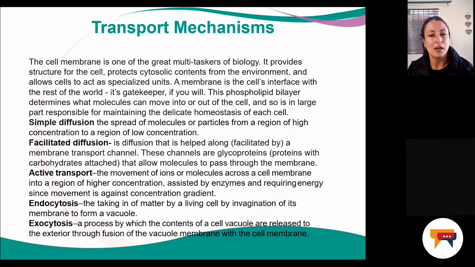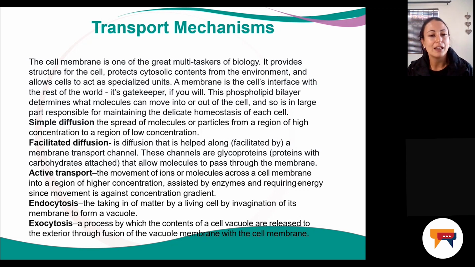This phospholipid bilayer determines what molecules can move into or out of the cell, and so is in large part responsible for maintaining the delicate homeostasis of each cell. So homeostasis refers to maintaining the internal environment of a body, of a cell. So the cellular membrane is very, very important for homeostasis of the cell, to make sure that everything stays at the right level and right, let's say, pH and right composition for the cell to continue its functions.